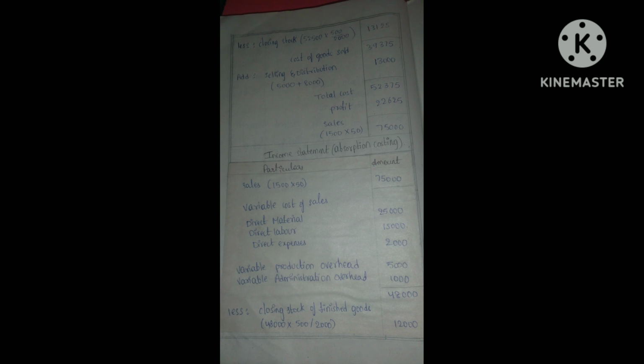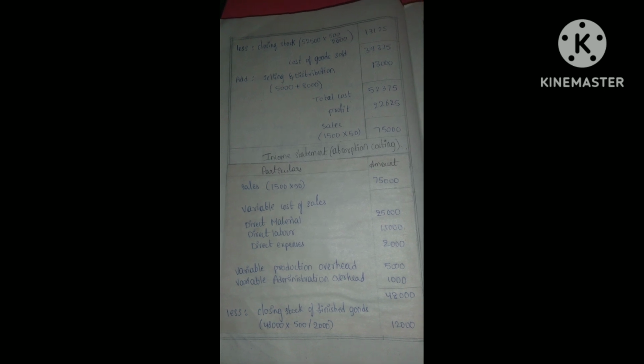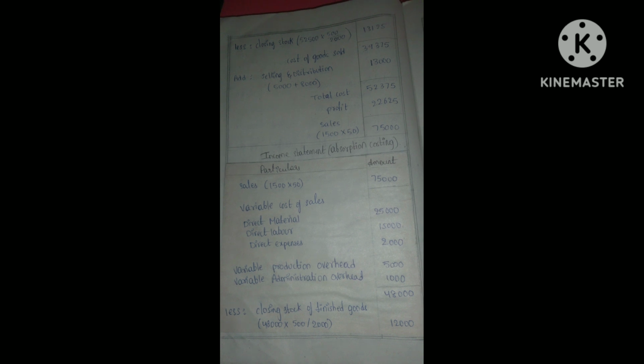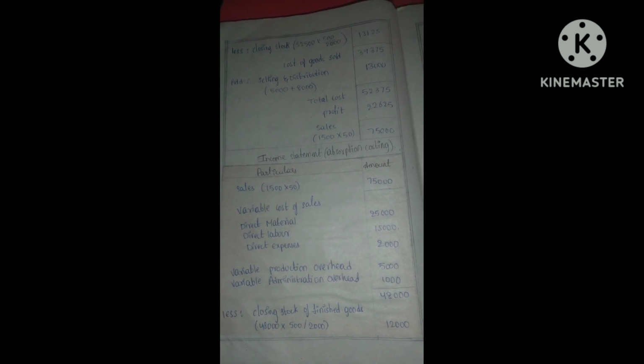We know that selling and distribution variable is 5,000 and fixed is 8,000. Add variable and fixed, that is 5,000 plus 8,000, so we'll get 13,000. Now add the cost of goods sold, 39,375, to selling and distribution, that is 13,000. So we will get 52,375, that is the total cost.